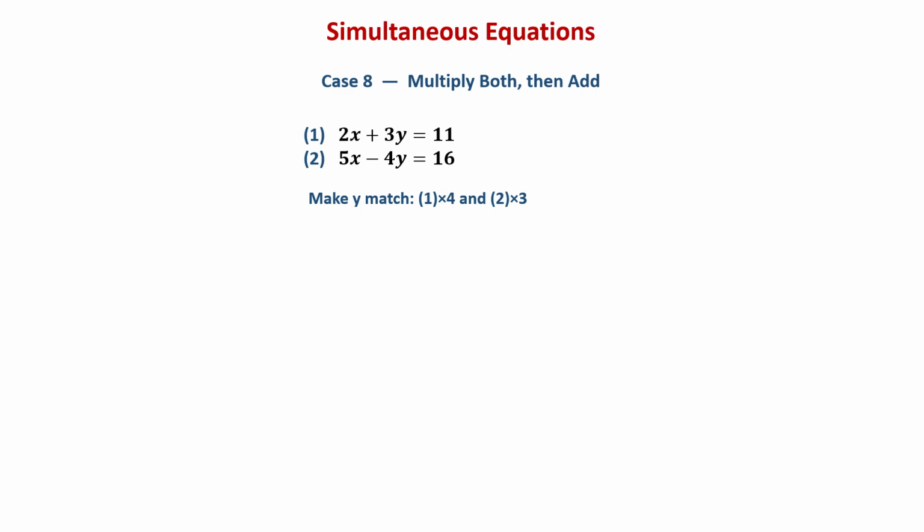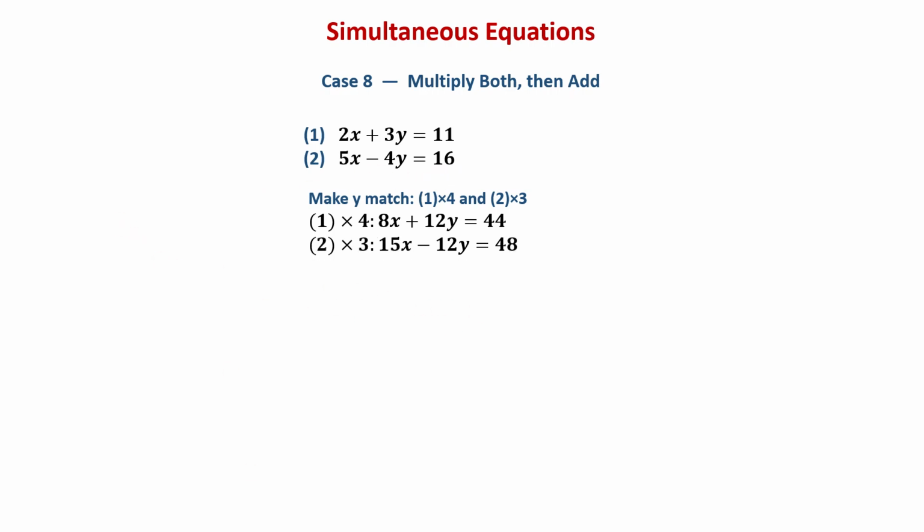Make y match. I'll multiply the first one by 4. So that it will be 12y. Because 3 times 4 is 12. And I multiply the second one by 3. So it's 4 times 3 is 12. So the y will match. So if we multiply the first one by 4, 2x times 4 is 8x, 3y times 4 is 12y, 11 times 4 is 44. Now multiply the second one by 3. So 5x times 3 is 15x, 4y times 3 is 12y, 16 times 3 is, I think, 48.